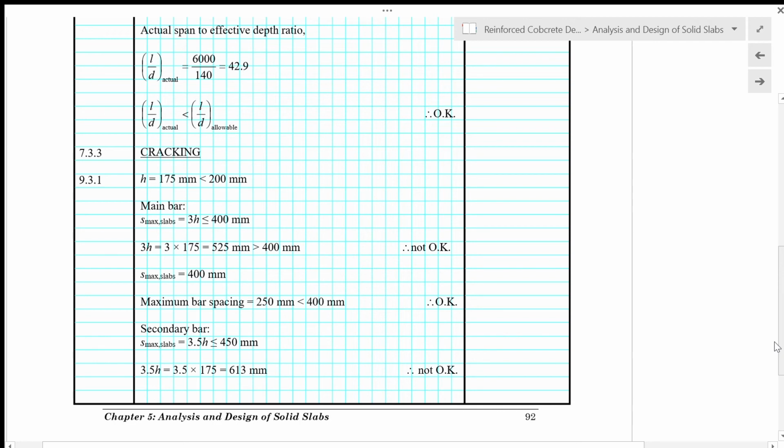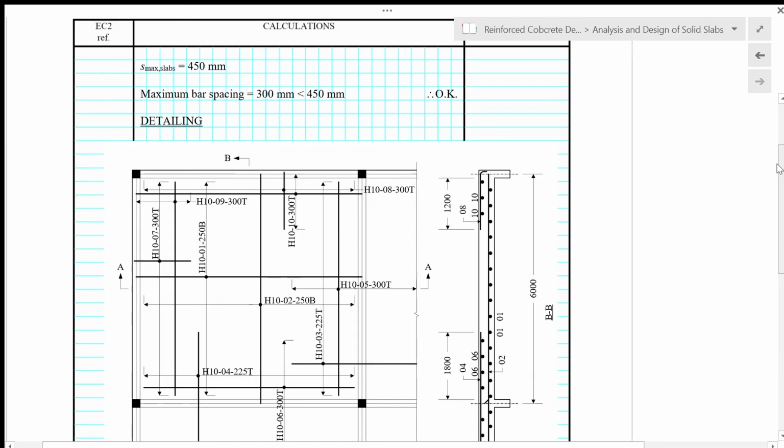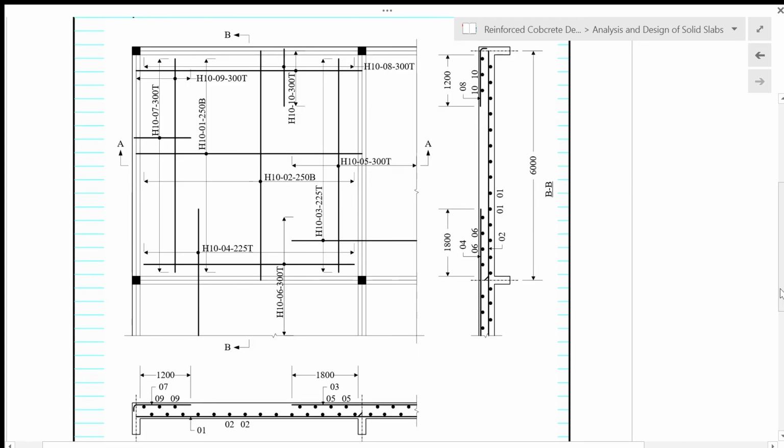And then for the secondary bar, we have a limit of 3.5H or 450 mm. So 3.5H is more than 450 mm, so 450 mm is the limit. So our bar spacing for the secondary bar is based on the minimum steel, which is H10 at a spacing of 300. So a spacing of 300 mm is less than 450 mm, so it's okay. So this diagram shows the detailing of the reinforcements that we have just designed.